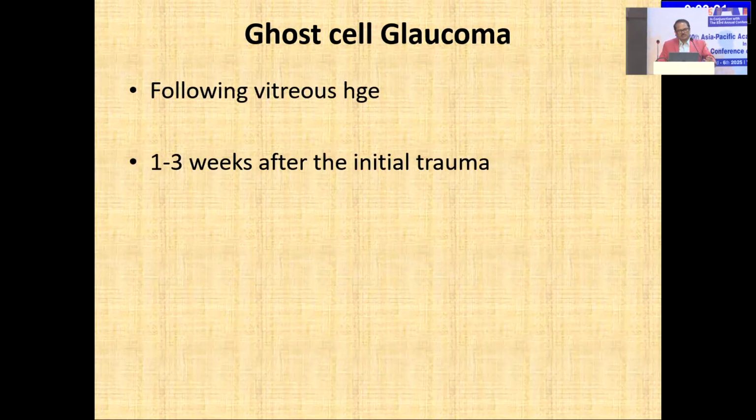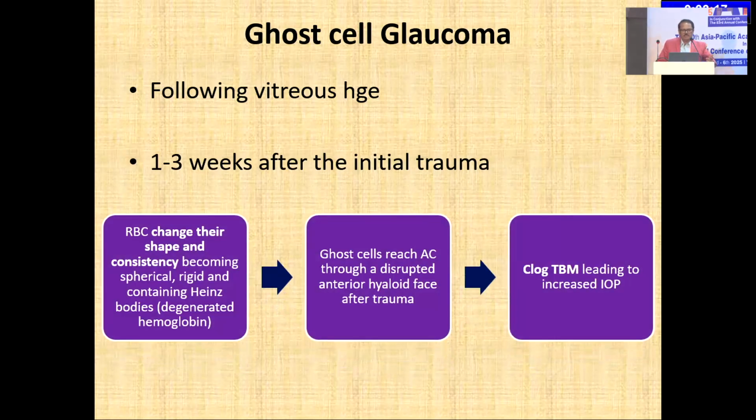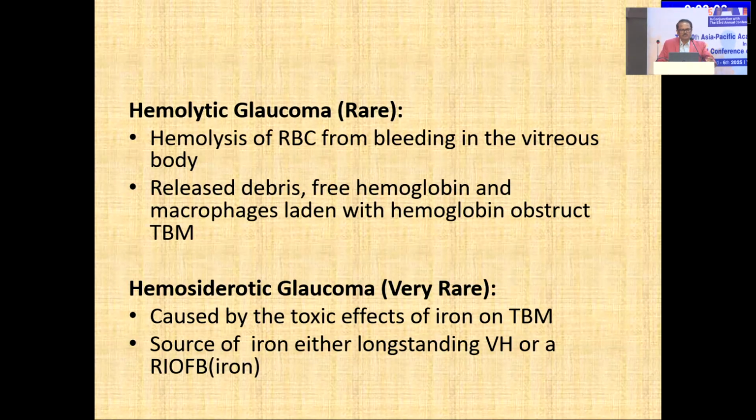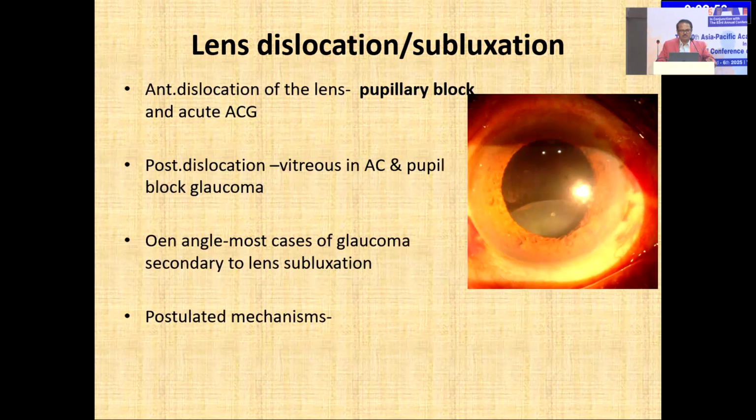Ghost cell glaucoma occurs following vitreous hemorrhage and is generally seen 1 to 3 weeks after the initial trauma because of the change in the shape of the RBC, which becomes spherical, rigid, and contains Heinz bodies. And this ghost cell reaches the anterior chamber through the disrupted anterior hyaloid face after trauma and clogs the trabecular meshwork. Hemolytic glaucoma is rare. Hemosiderotic glaucoma, if there is any intraocular foreign body or because of the toxic effect of iron, can cause TM damage.